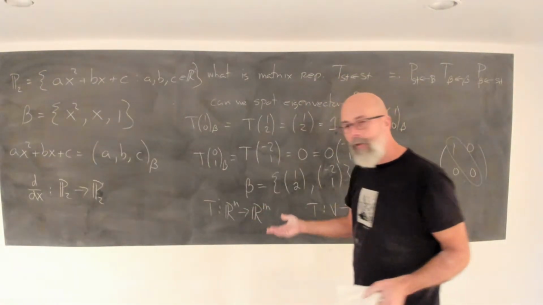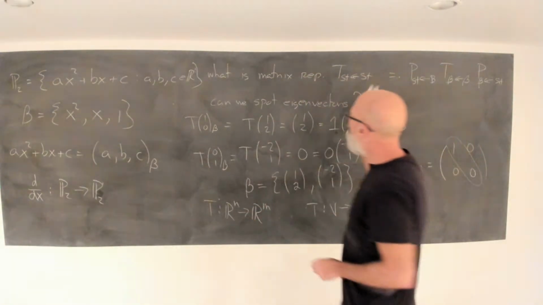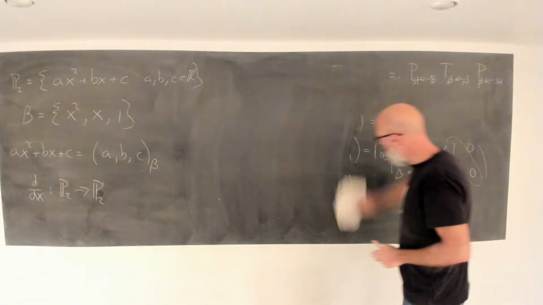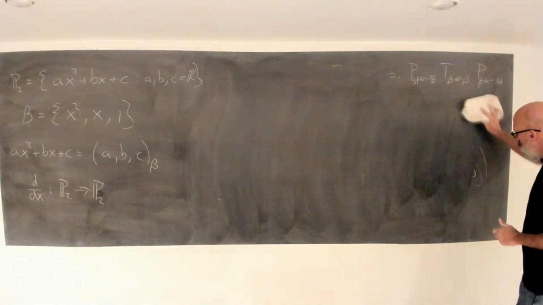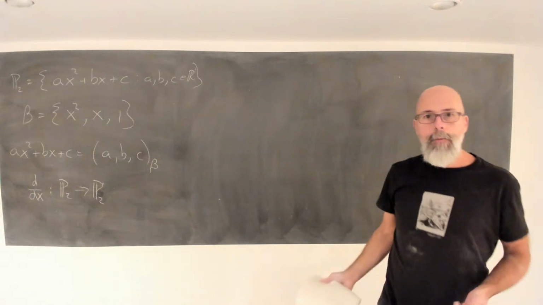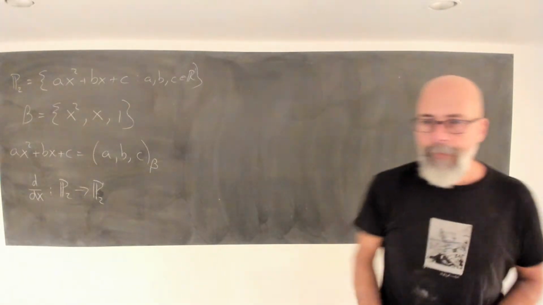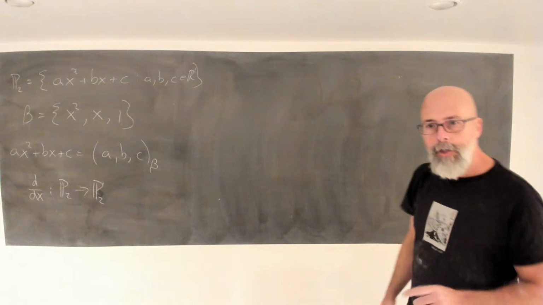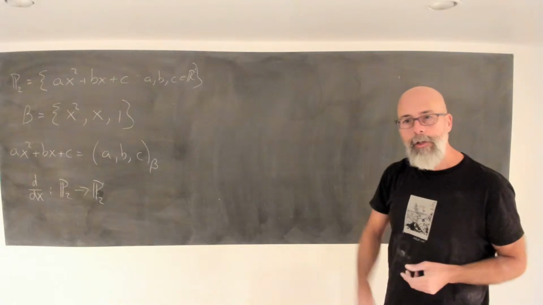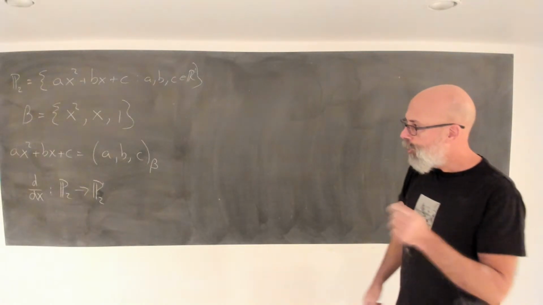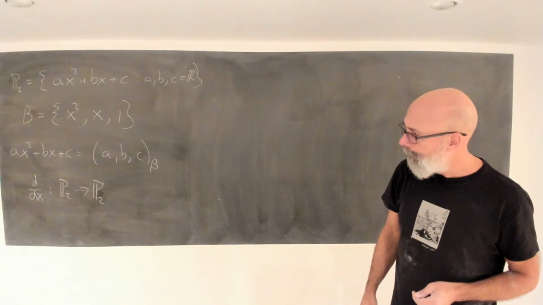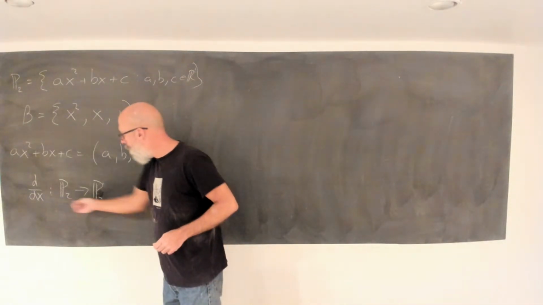The derivative. For those of you taking calculus, or for those of you who have done calculus, you know that the derivative is linear. The derivative of a sum is the sum of the derivatives. The derivative of a constant times a function is just the constant times the derivative of the function. The derivative is a linear transformation. So the derivative should have a matrix representation viewed as going from P2 to P2.